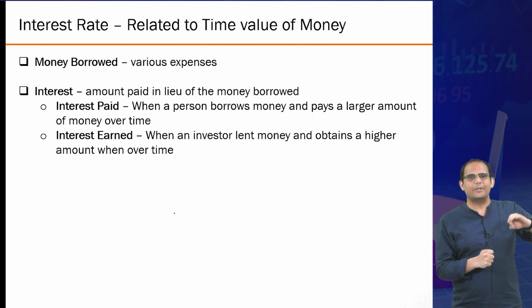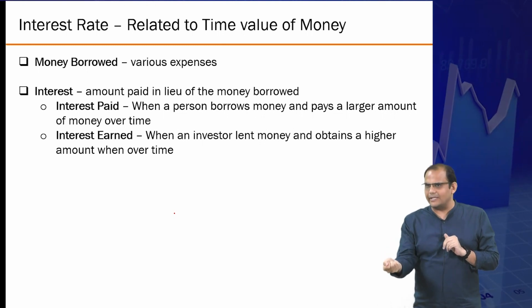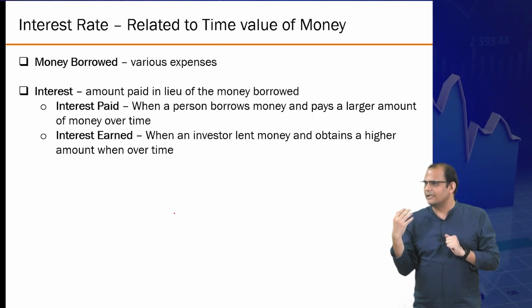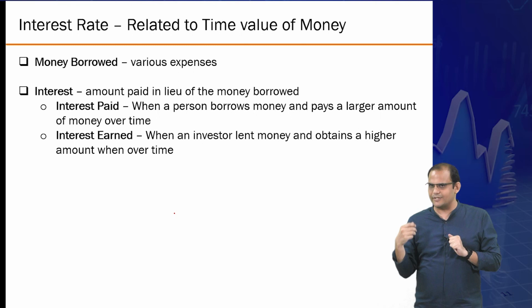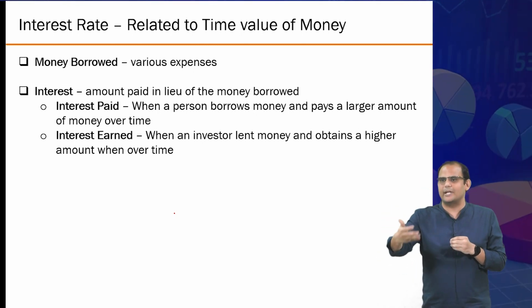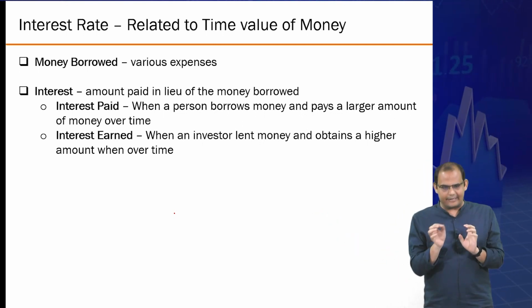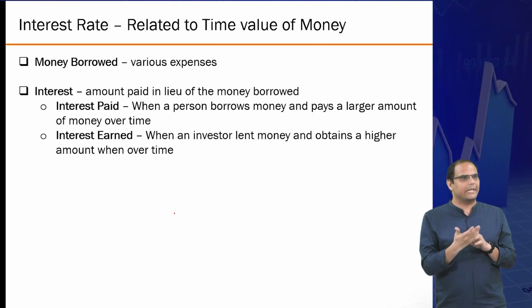So, we are going to use the concept of this basic interest rate, that when you give somebody money, you expect some return when the person returns the money. So, you have invested, so you are expecting some percentage accumulation of money over the years, right? So, that is the amount of interest. It is the amount paid in lieu of the money borrowed, right?